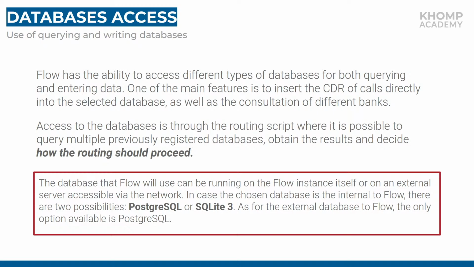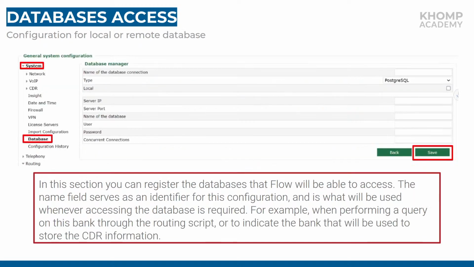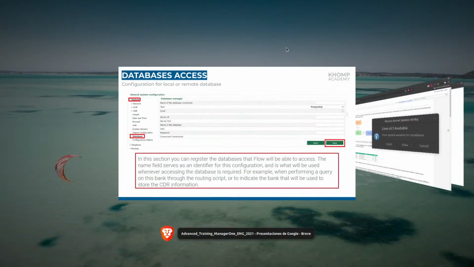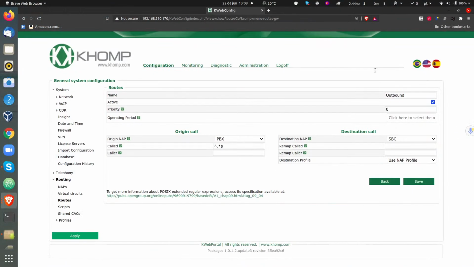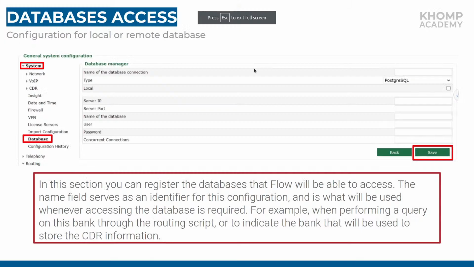And then access to the database through the routing script, where it is possible to query multiple previously registered databases, obtain the results, and decide how the routing should proceed. This is the main goal of this feature. And how can I configure a database? I'm going to go back and do this here. Okay, this is a new one.